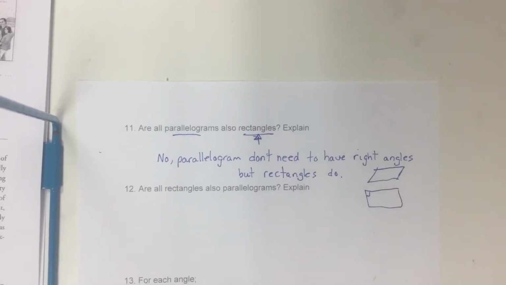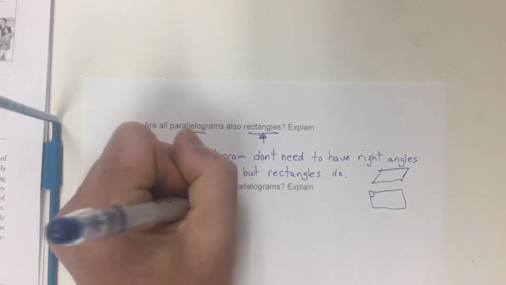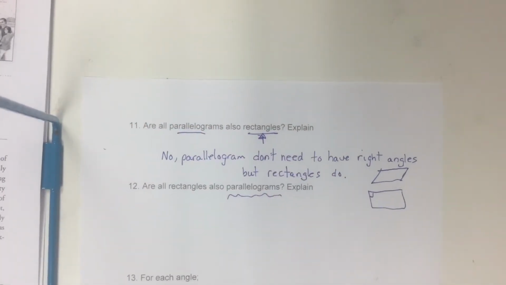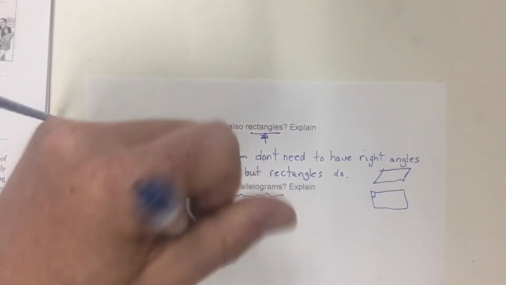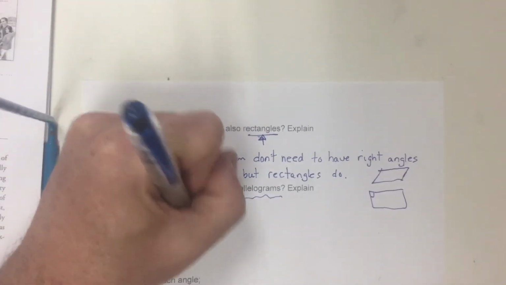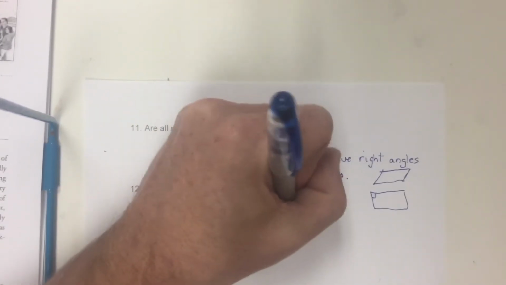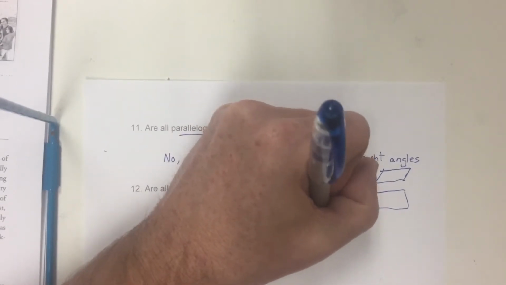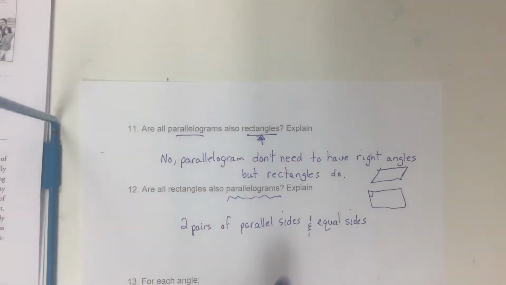Are all rectangles also parallelograms? Yes or no? Again, don't think about what you need to be a rectangle. You got to think about what you need to be a parallelogram. What do you need to be a parallelogram? Aubrey? Okay, so 2 pairs of parallel sides and equal sides. Does a rectangle have that? Do all rectangles have 2 pairs of parallel sides and 2 pairs of equal sides?